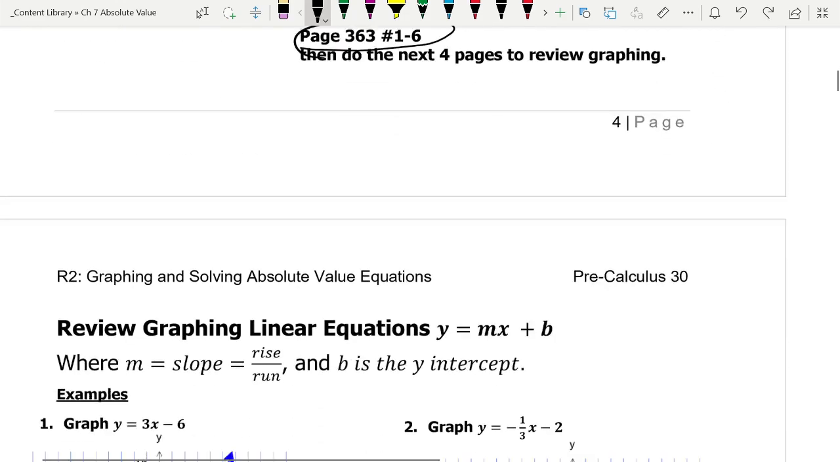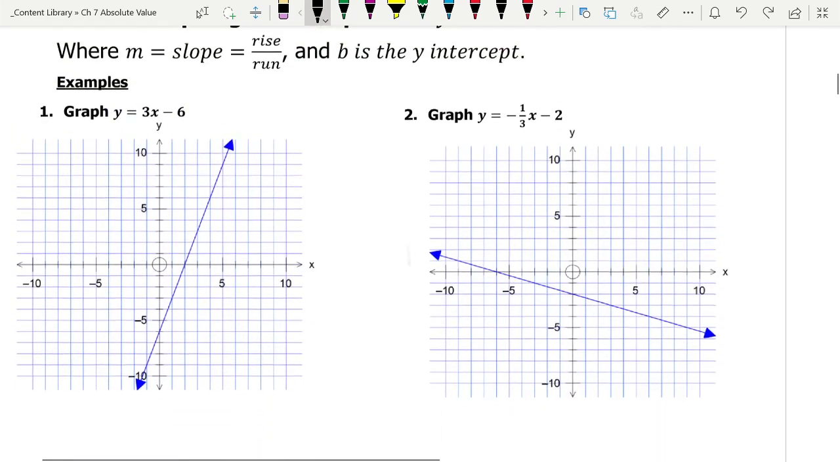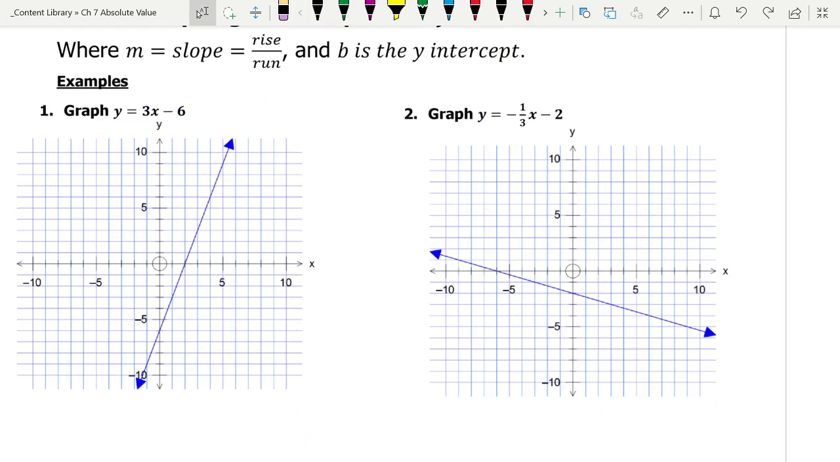Before we go on to the rest of this unit, they want to make sure you have your graphing skills for both linear and quadratic. Now, quadratic we did this year, right? It was chapter 3, but we haven't done much graphing of just straight lines since grade 10. So here's a quick little grade 10 review.